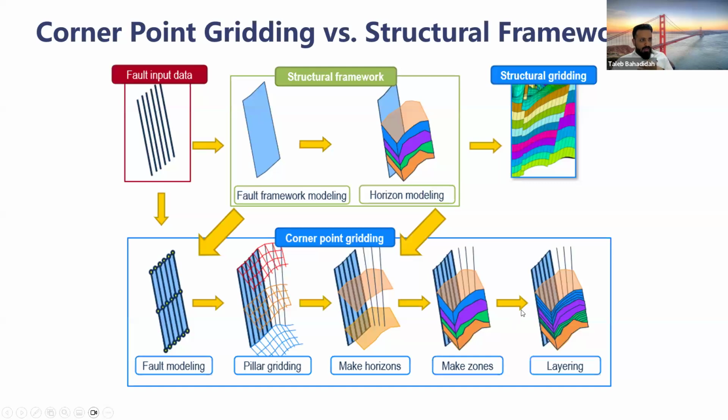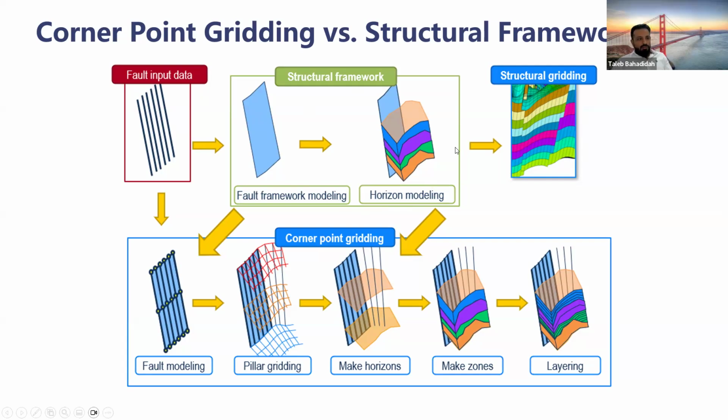If you, however, decided to go with the structural framework, you will just start with your fault framework modeling, as you can see here. And then you will go for horizon modeling, and after that you do structural gridding. Not similar to the corner point gridding. You start with the pillar gridding, and then you decide your grid resolution.